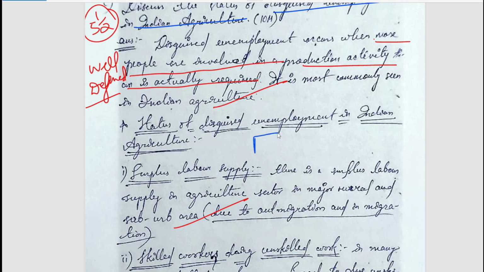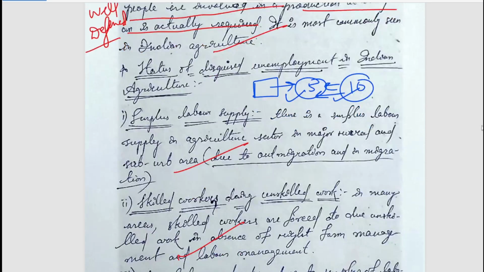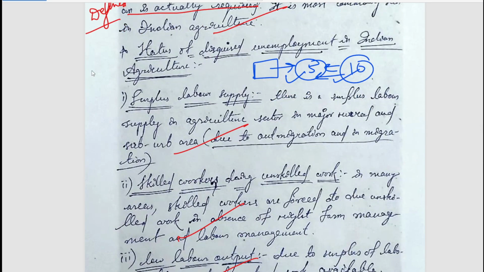Suppose there is a field, and for good functioning of the field 5 persons are required, but due to the presence of more laborers in the rural areas, instead of 5 persons 10 persons are employed. So this is what disguised unemployment is. The need was for 5 but still 10 are employed, so the productivity of the workers will not be at its best in disguised unemployment. So why is it in India?